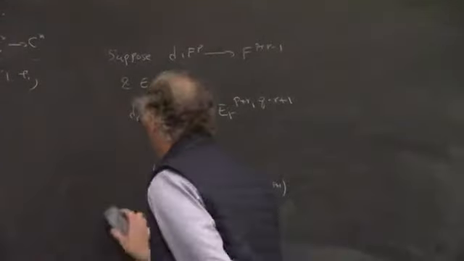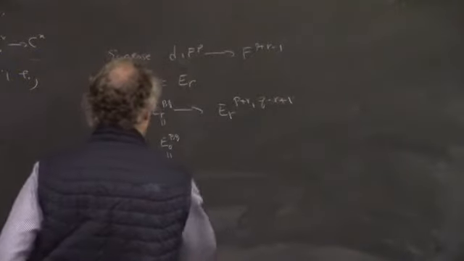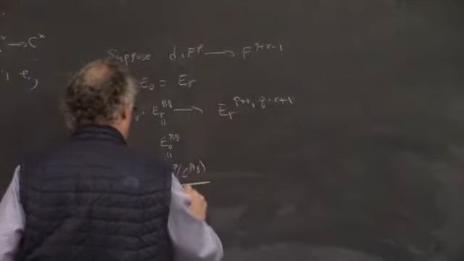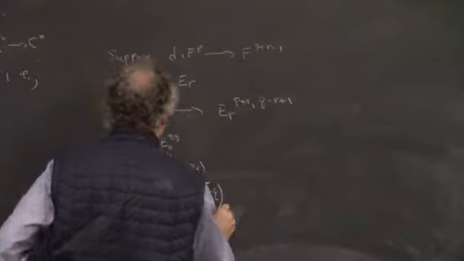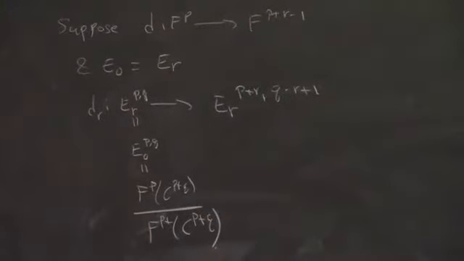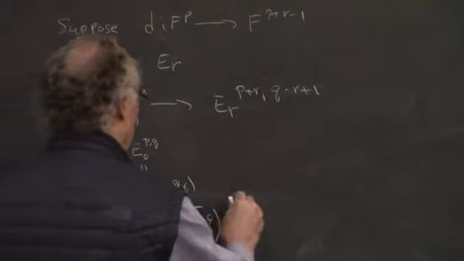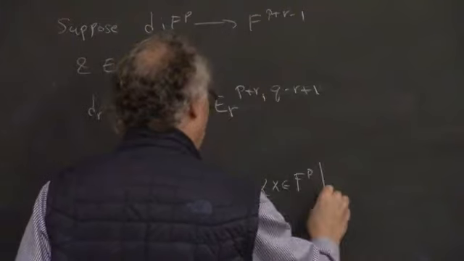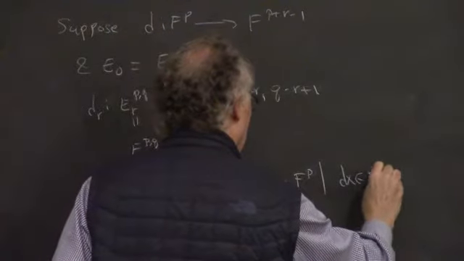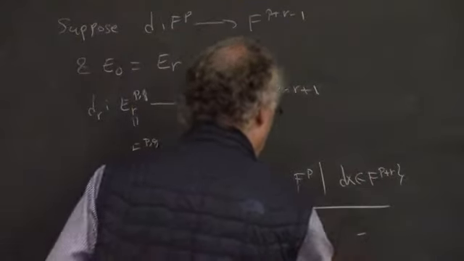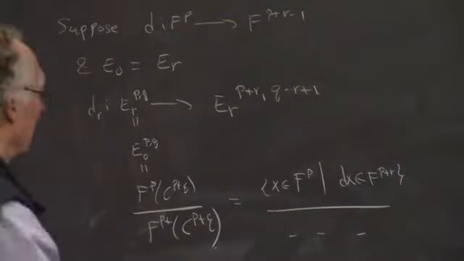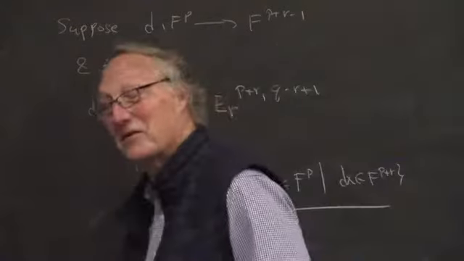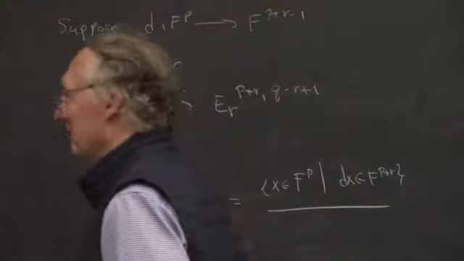Sorry, I said it this way. This is FP of CP plus Q over FP plus 1 of CP plus Q. That's what E naught PQ is. But it's also ERPQ, which means that this is the collection of X in FP such that DX is in FP plus R, and all those other things that I guess I should write down. I'm not going to do this, folks. I'm going to leave that. It's in the notes.